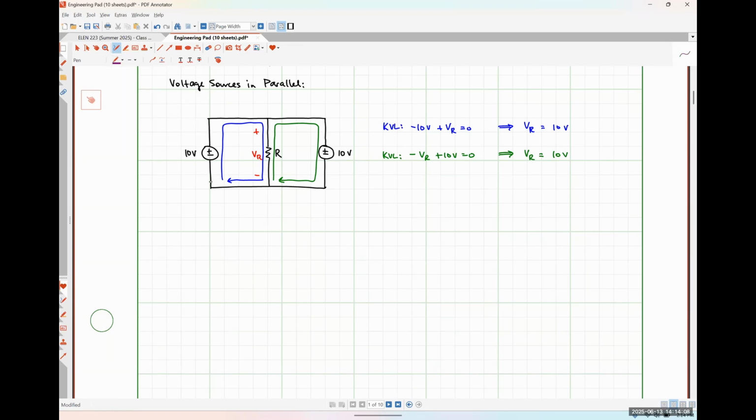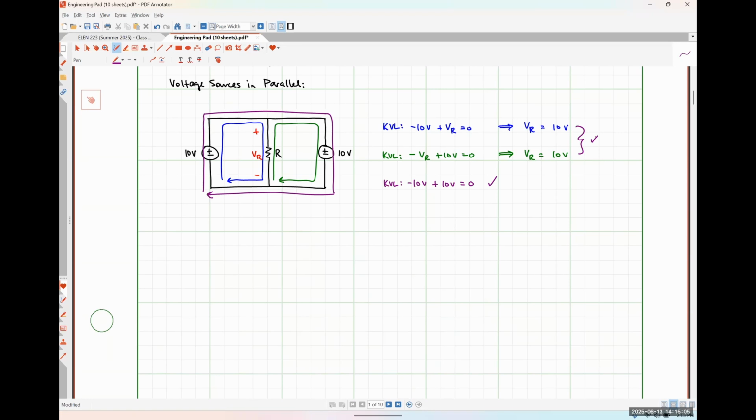And then lastly, I'm going to do KVL around this outside path. And what we would find is that negative 10 volts plus positive 10 volts is equal to 0. This last path doesn't tell us anything about that resistor voltage, but it is something that is inherently true. Negative 10 plus 10 is indeed 0. And we can see that we get the exact same result for VR, regardless of if we do KVL around the left-hand path or the right-hand path. Since they both check out, everything is okay. So when we have a situation like this, everything works out perfectly. All of our circuit analysis rules work.